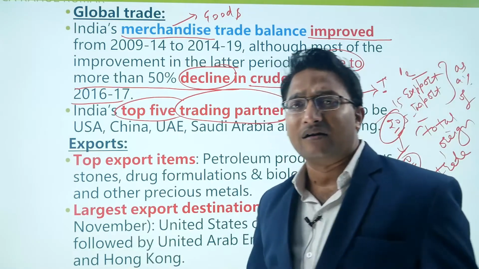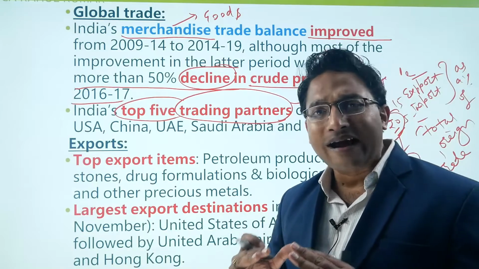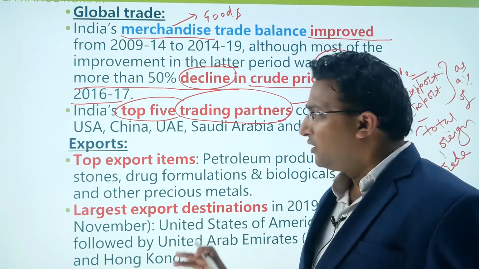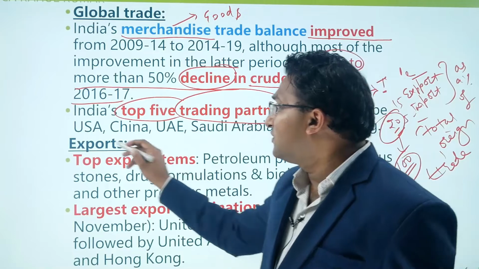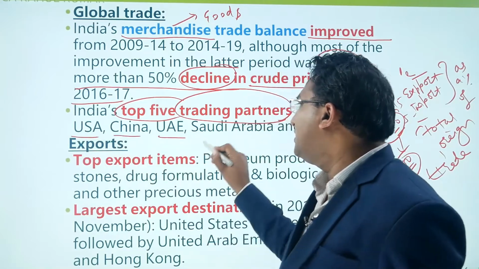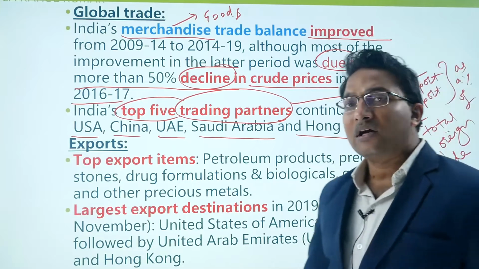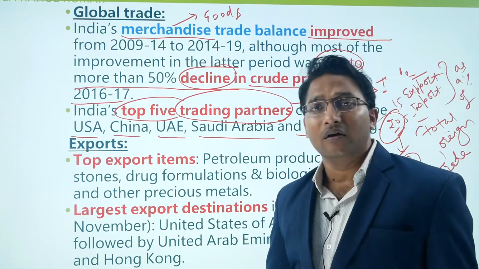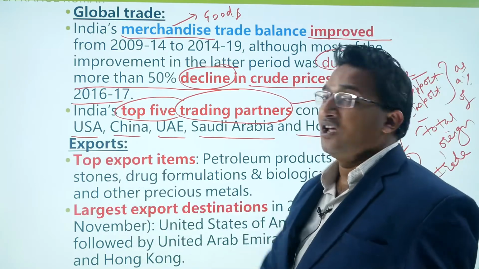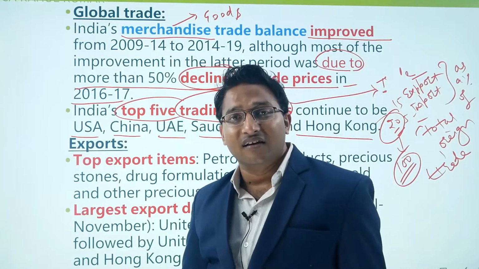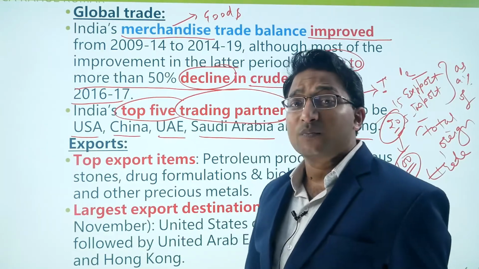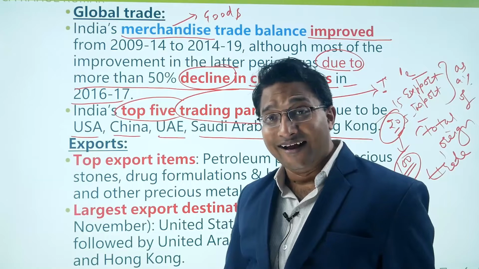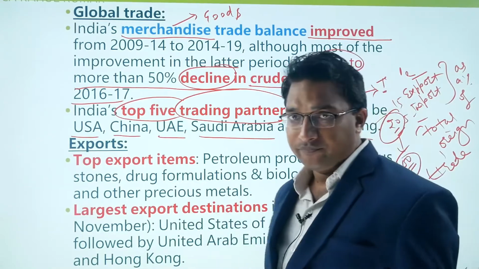So top 5 trading partner means combinedly both export and import. We are not talking only about export or only about import. We are talking about combined. So this is USA, China, UAE, Saudi Arabia and Hong Kong. Now this information you can utilize when you are writing the answers of GS2 mains. In that paper you can mention the significance of USA. If there is a question on the significance of USA, then you can write a line that as per the Economic Survey 2019-20, the USA is the top trading partner of India. Similarly, you can write for the other countries as well.